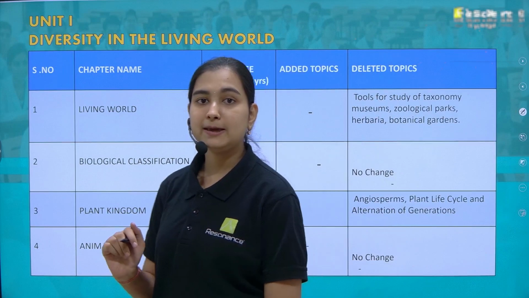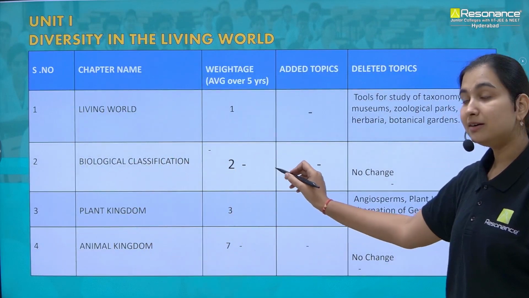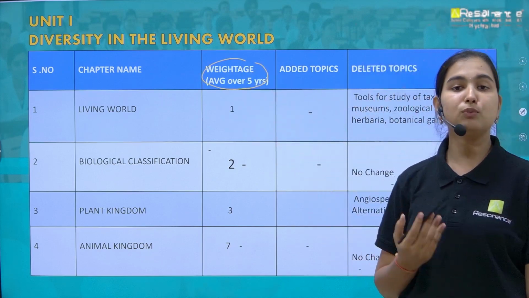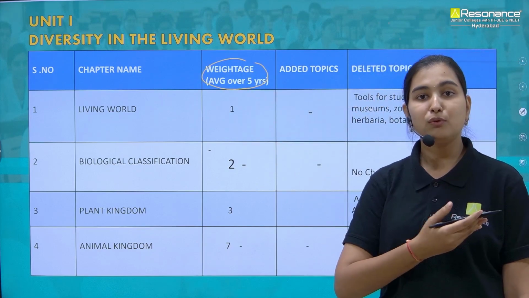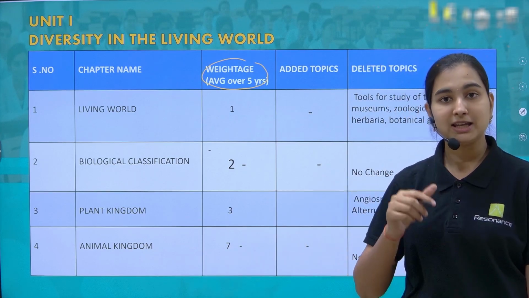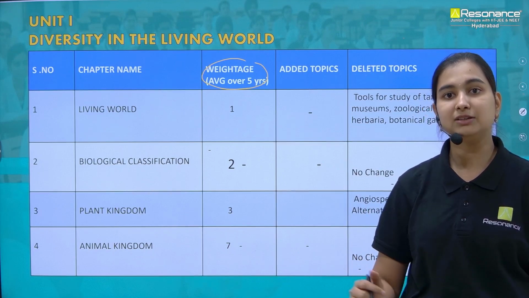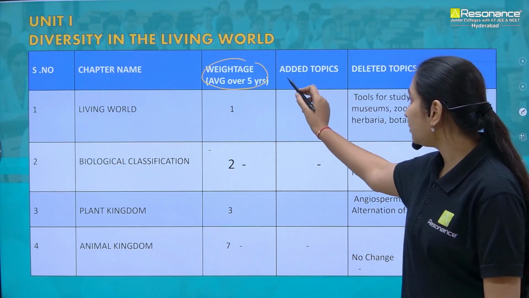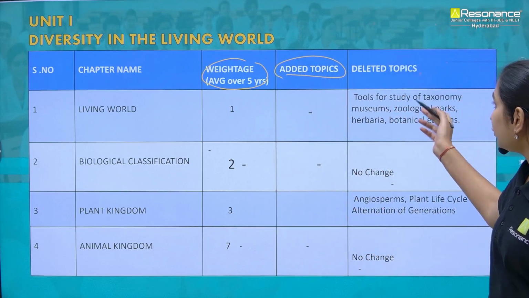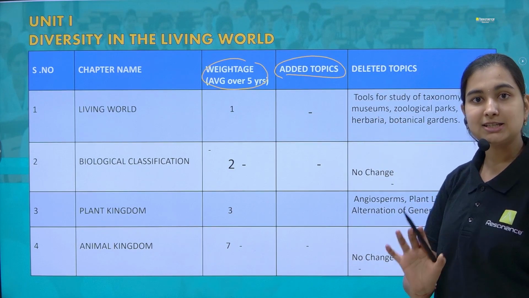Let us see the very first chapter, the living world. Here you can see the 3 columns. Here we will be talking about the weightage. On what basis are we telling the weightage? Over a period of 5 years, how frequently the questions are repeating and how many questions we are expecting each year. The next column is added topics: are there any added topics or any deleted topics here? So we have made this column, and you can see the detailed chapter-wise analysis.